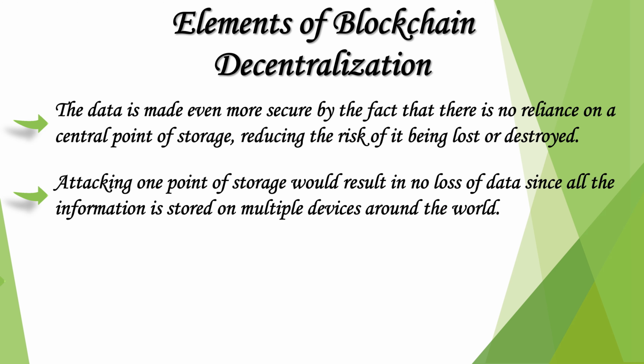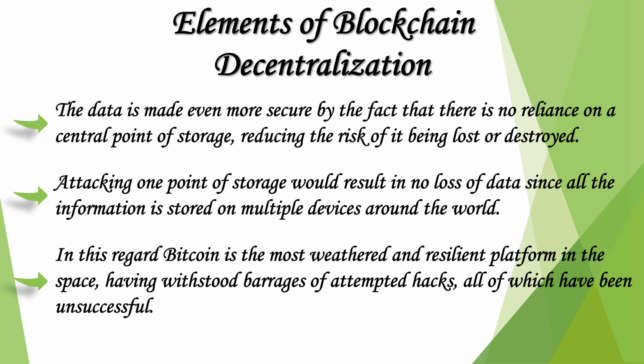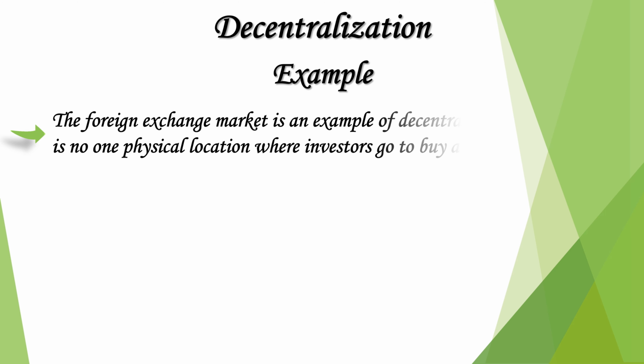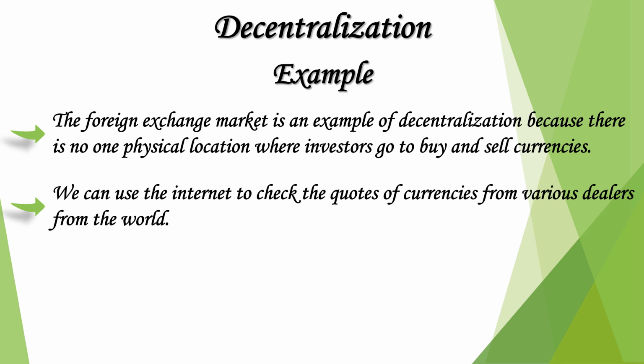Attacking one point of storage would result in no loss of data since all the information is stored on multiple devices around the world. In this regard, Bitcoin is the most weathered and resilient platform in the space, having withstood barrages of attempted hacks, all of which have been unsuccessful. For example, the foreign exchange market is an example of decentralization because there is no one physical location where investors go to buy and sell currencies. We can use the internet to check the quotes of currencies from various dealers from the world.